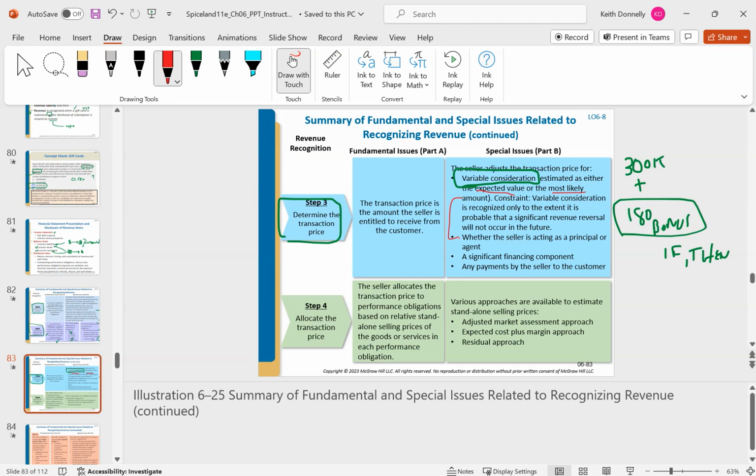On top of all of this, we have this constraint that says, look, it's got to be probable that this is going to happen. If there's anything kind of fishy here, we don't think we're going to get it, then you don't account for that.